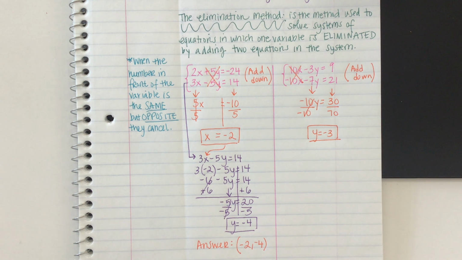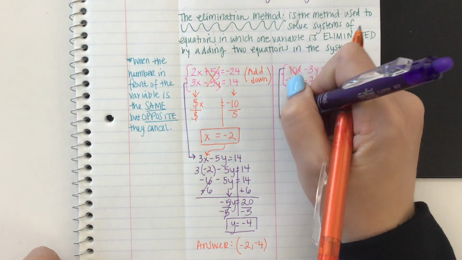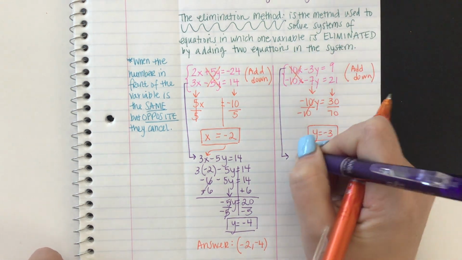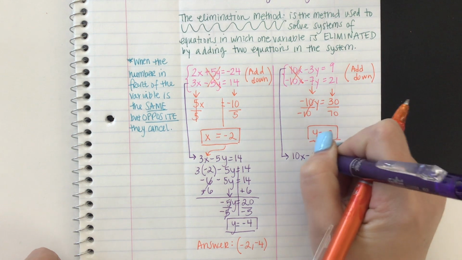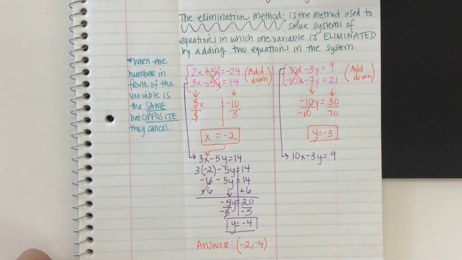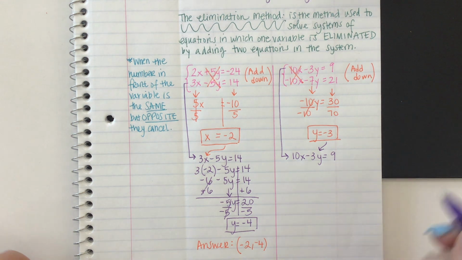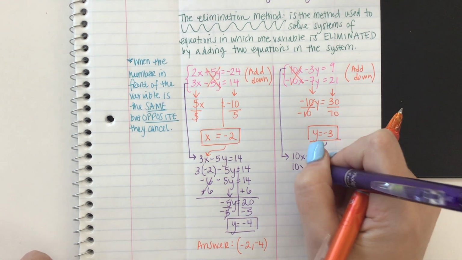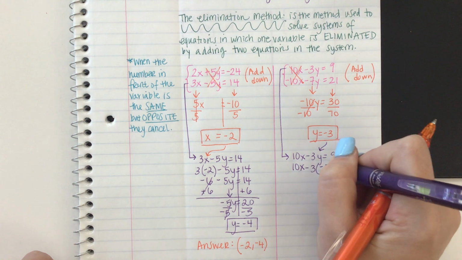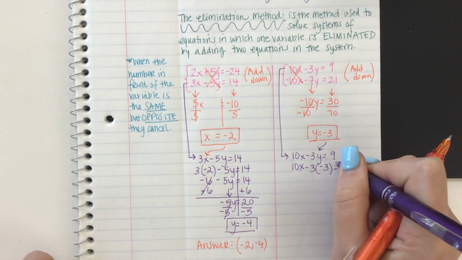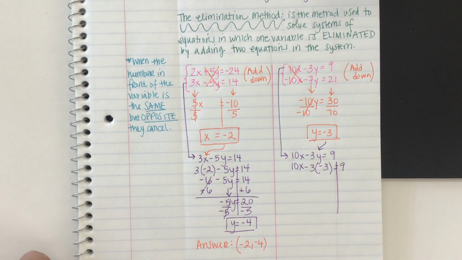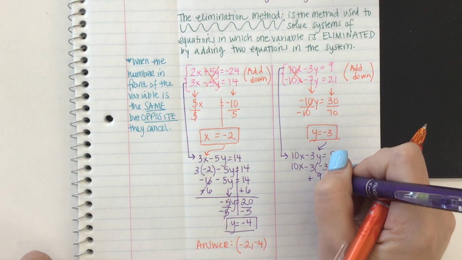Now again, once I solve for my first variable, I go ahead and pick one of my original equations, and in this case, I'm going to pick my top one. It just looks a little bit easier for me. I'll rewrite it, and because I solved for y this time, I'm going to plug that negative 3 into the y, so I have 10x minus 3 times negative 3 is equal to 9. Negative 3 times negative 3 is positive 9.